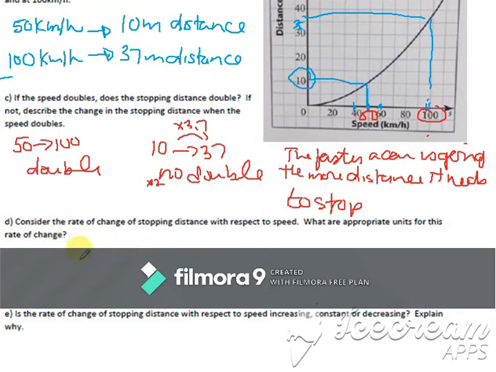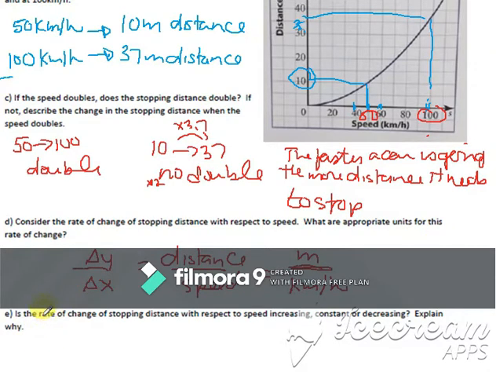Okay, so consider the rate of change of stopping distance with respect to speed. What are appropriate units for the rate of change? Well, it's going to be the change in y over the change in x, right? So it's appropriate to do the distance over the speed. If we're just talking about the units, then it's meters per kilometers per hour. A little awkward, but that's what it would be.